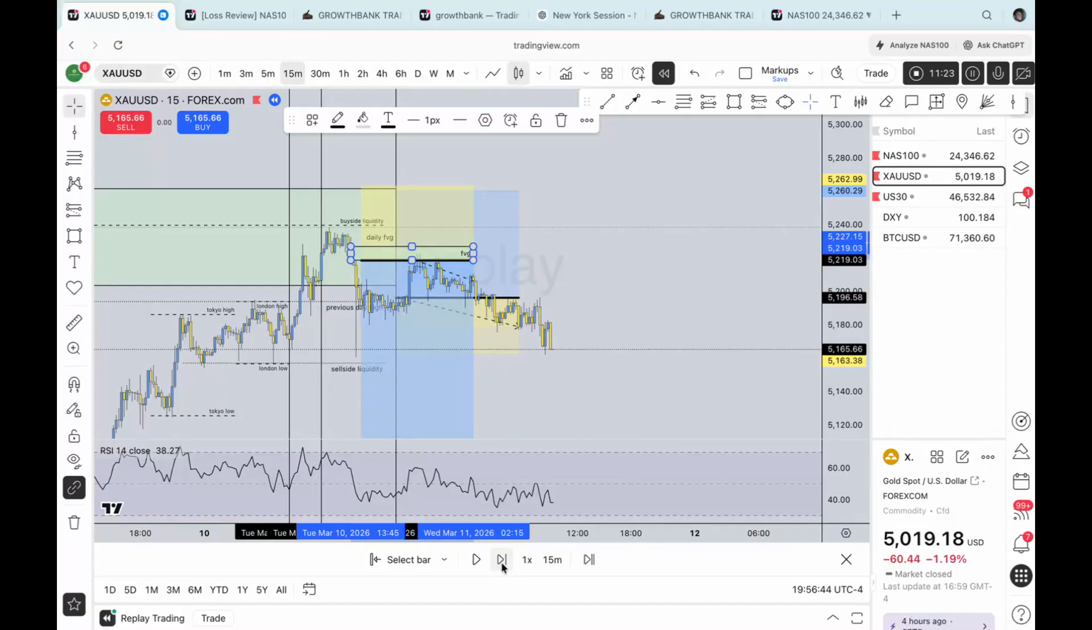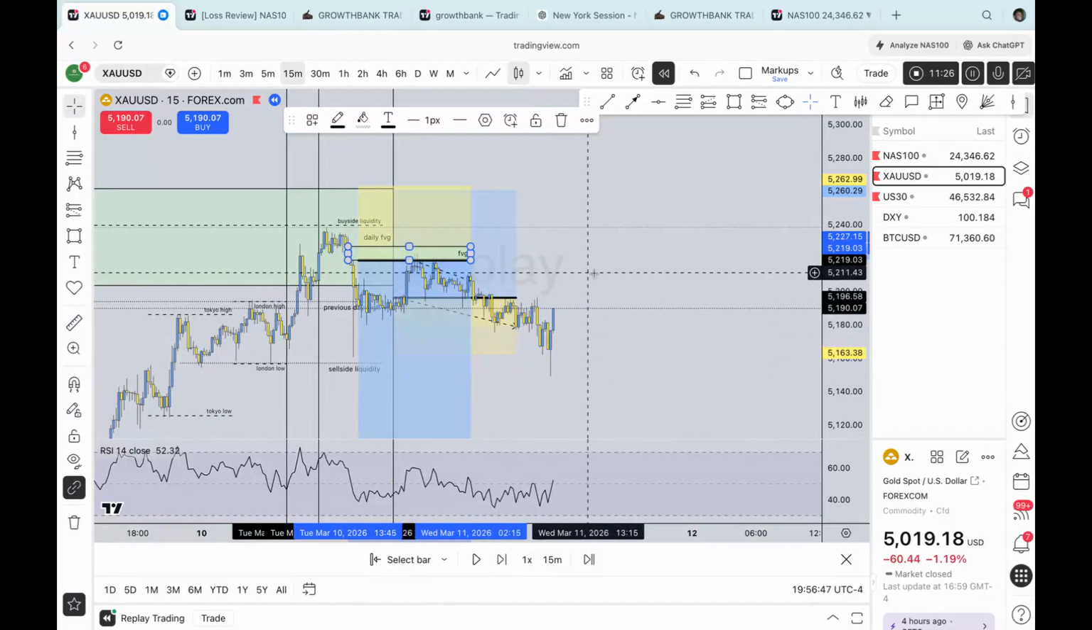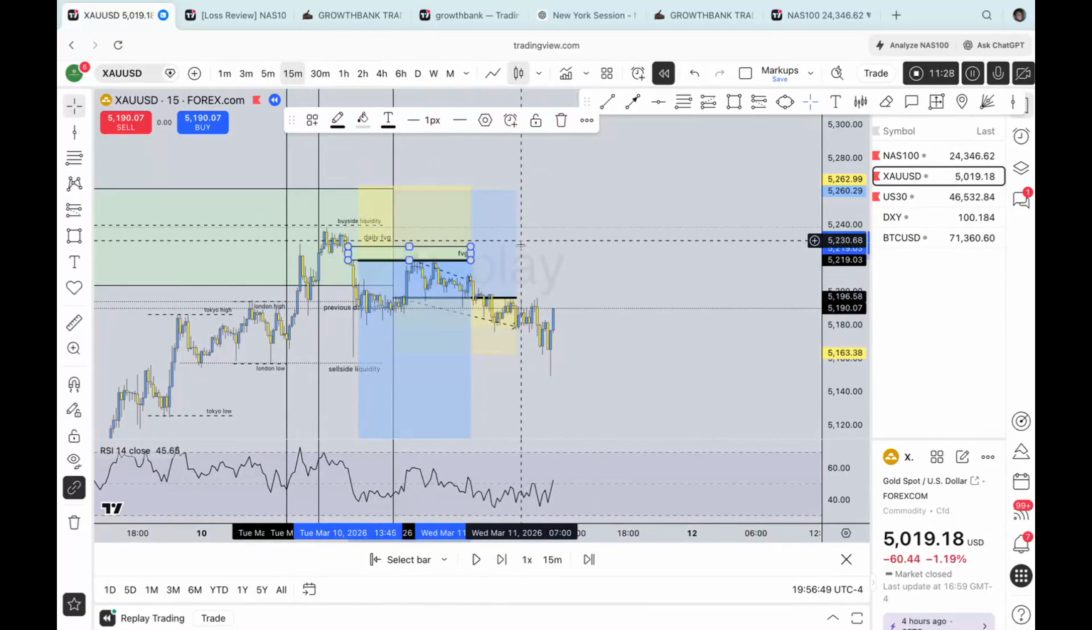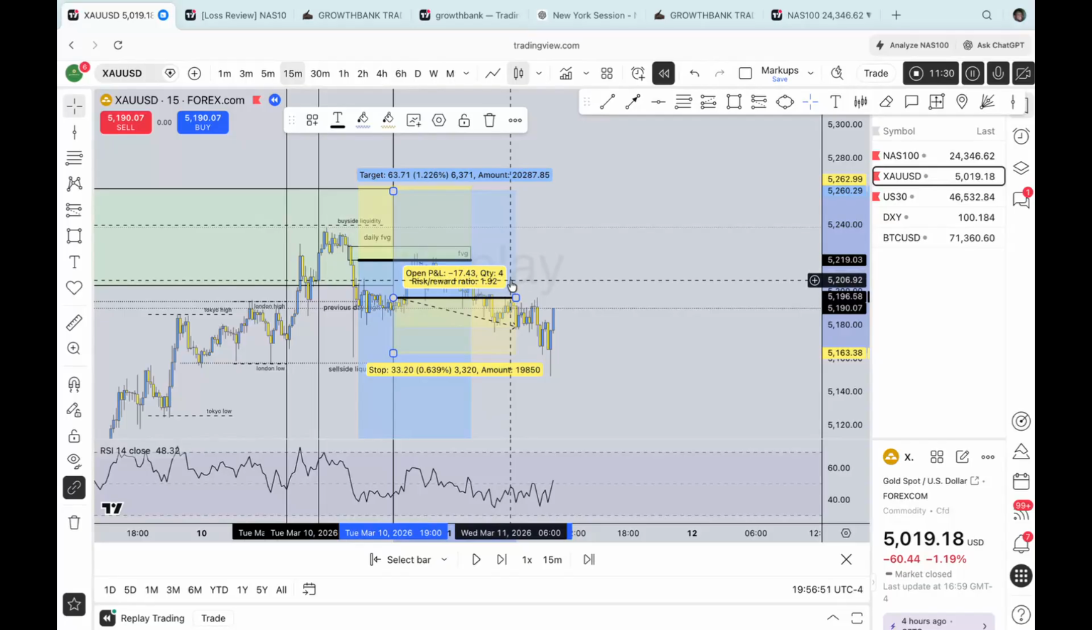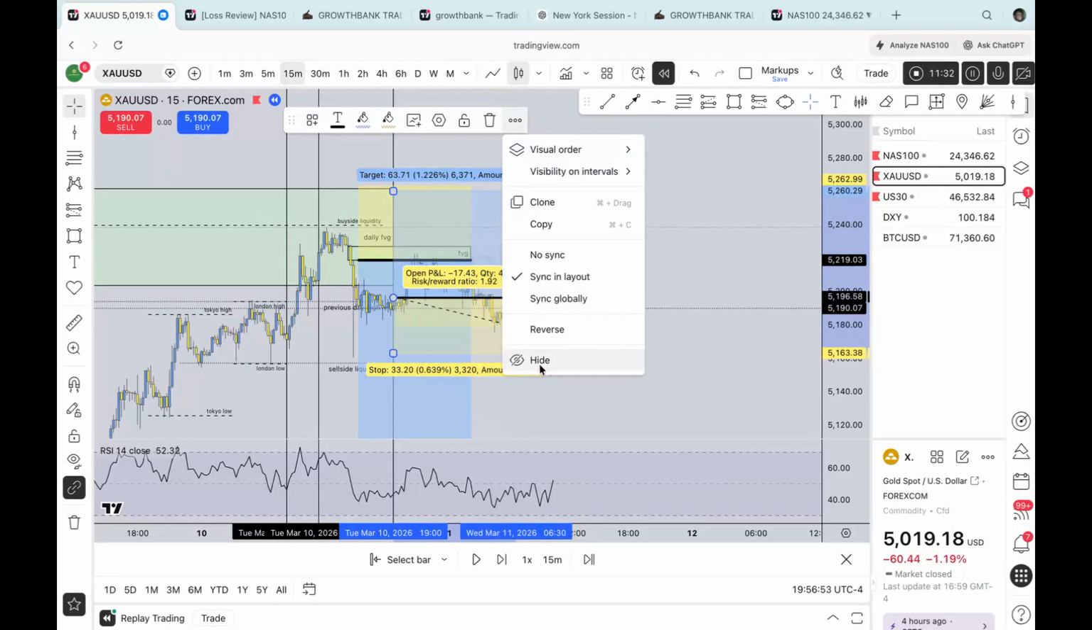Okay, this is playing out. Boom. My original trade would have been stopped out, but the trade that we should have taken would have been in profit. So let's go ahead and hide this.